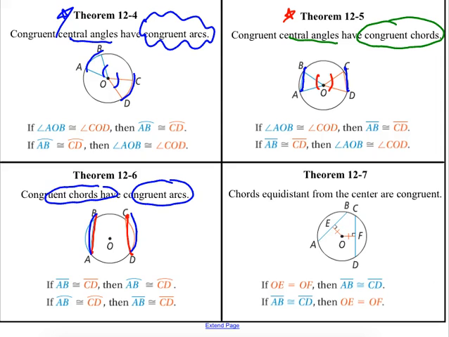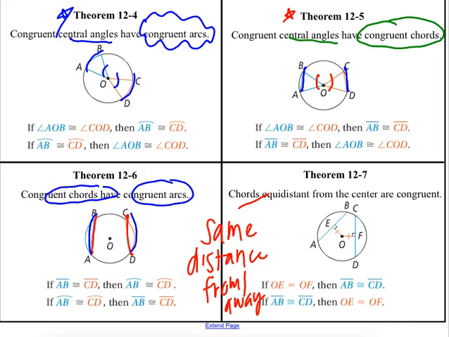Now, this last one here, chords that are equidistant from the center are congruent. Okay, all it means is same distance from or away. So that's where you read that without breaking it up. So chords that are equidistant from the center are congruent.